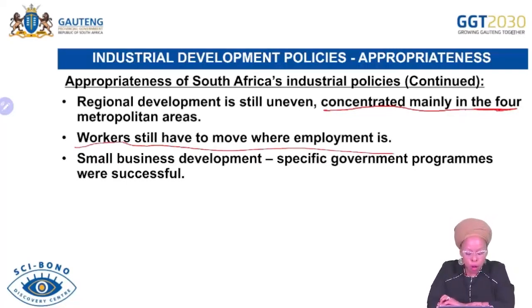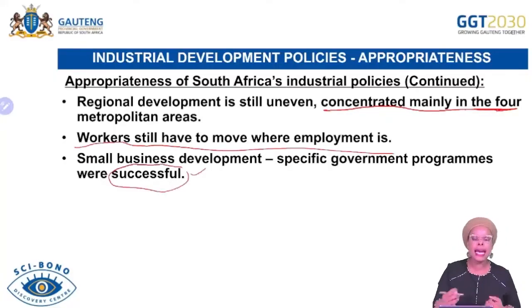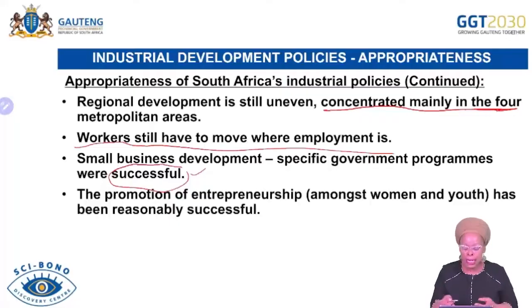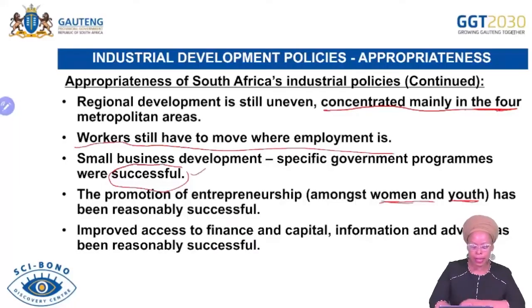When it comes to small business development, this is successful. I will take you through the programs which the South African government, through the DTIC, is using to make sure that small businesses are developed. This one can be regarded as a success. Promotion of entrepreneurship, especially among the youth and women, is also a success. There are programs which facilitate entrepreneurship for women and young entrepreneurs. So I will also show you some of these programs during this particular lesson.